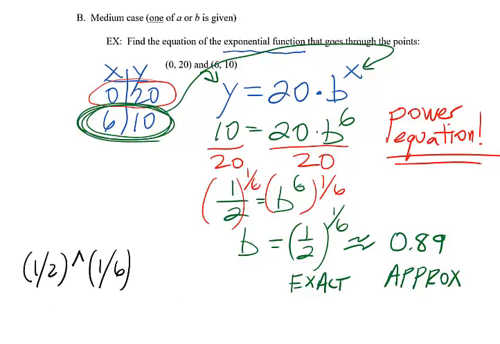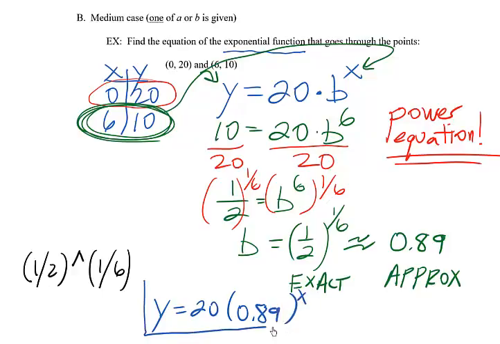In other words, you may need to type it in like this. Well, now we have everything we need to write down our final answer. We had the a from the beginning, and we just found the b. Looks like the final equation is y equals 20 times 0.89 to the x. That is the equation of the exponential function that goes through the 2 points we were given. In our next video, we'll figure out what to do if we don't know a or b.